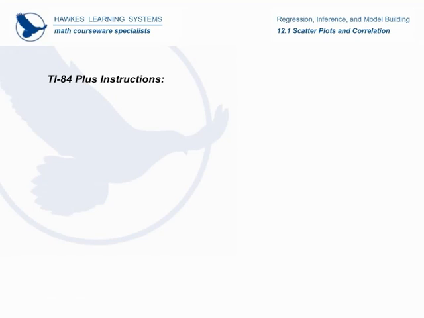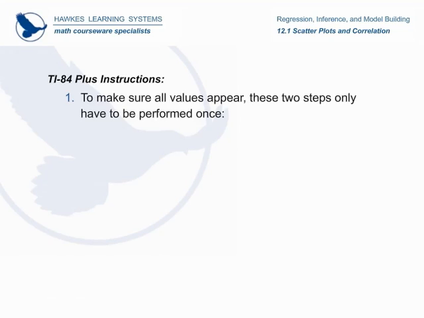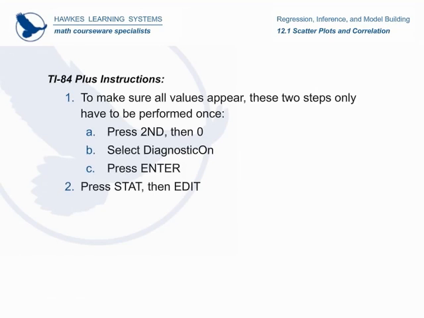So using our technology, here are the instructions for a TI-84 Plus calculator. First we want to make sure that all values appear, then only 2 steps have to be performed. What are those values? Of course, they're your x and your y variable values. We press the second key and then we hit our 0. We select Diagnostics On, and that's the key step. Make sure you select the option of Diagnostic On. Then you press your Enter.